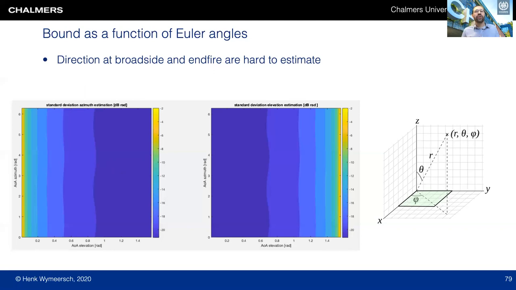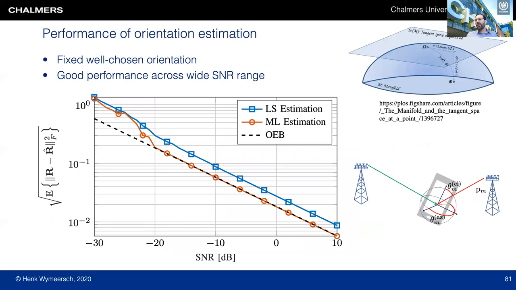So what we did then is we developed, of course, the performance bound using Fisher information matrix, and then we also compute the performance of different estimators. So this is some example of what we did. We have this scenario, 2 base stations. We pick an orientation that is somehow reasonable.